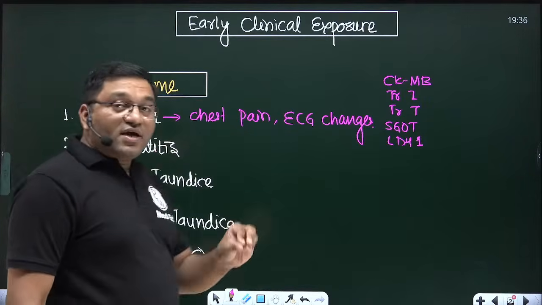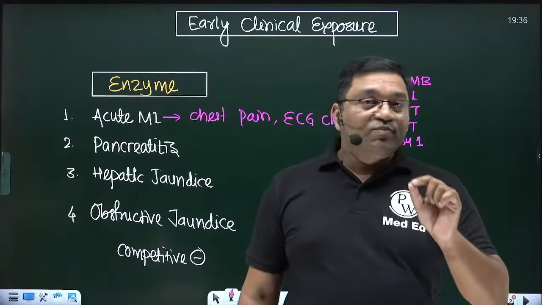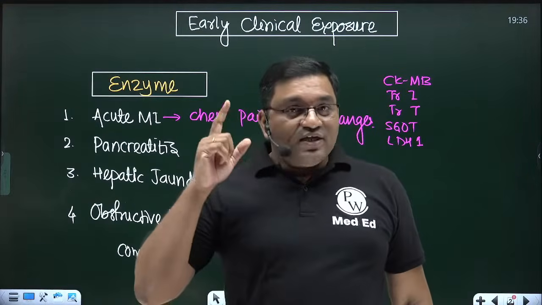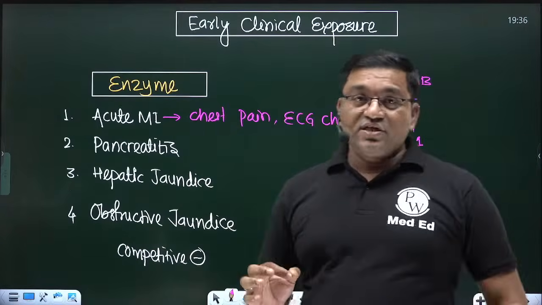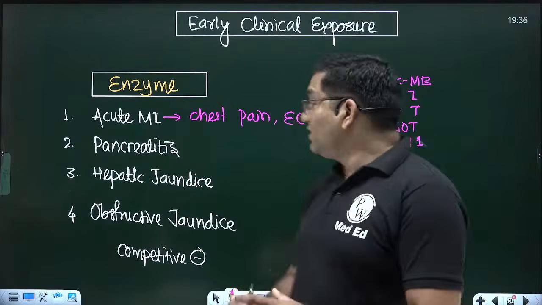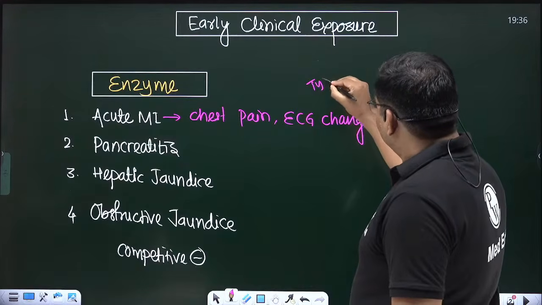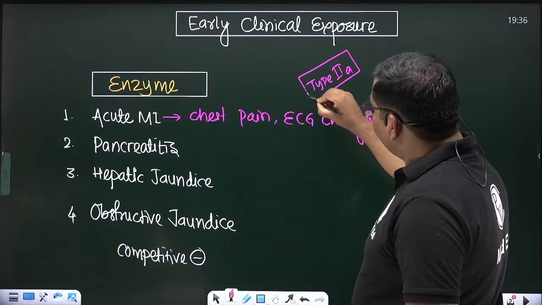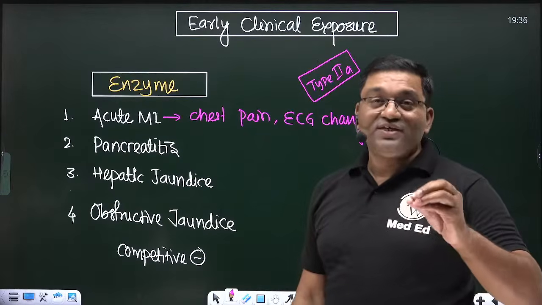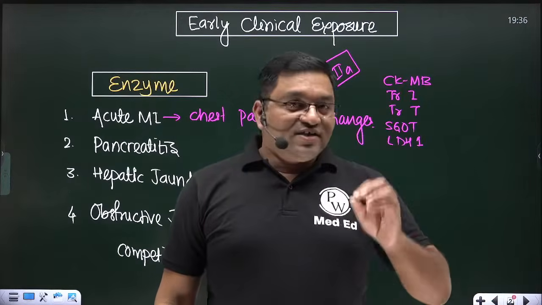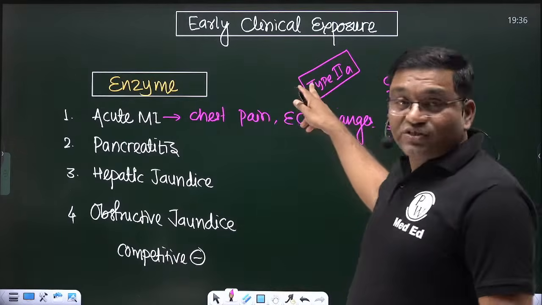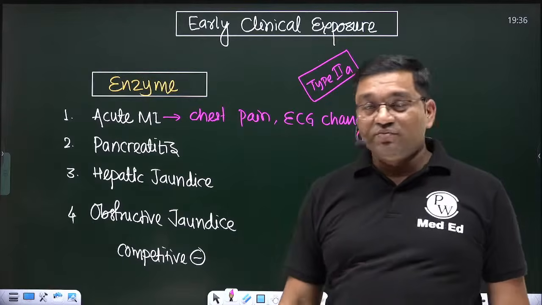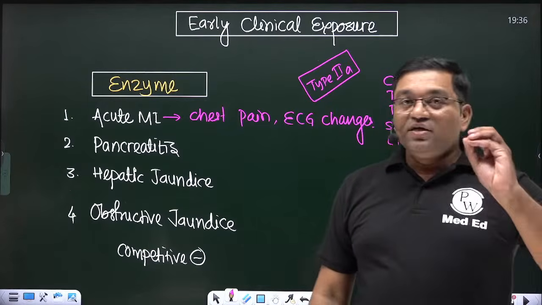This case can be asked along with hyperlipoproteinemia, that is type 2A. Acute myocardial infarction can be asked in combination with hyperlipoproteinemia type 2A, LDL receptor defect or ApoB defect. In this defect, there is a familial history of coronary artery disease. So remember that this can be a question on lipoprotein metabolism, an integrated topic, enzyme with lipoprotein metabolism. So this is acute myocardial infarction.